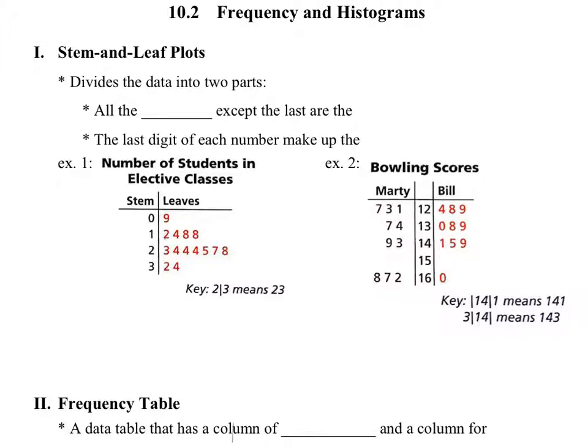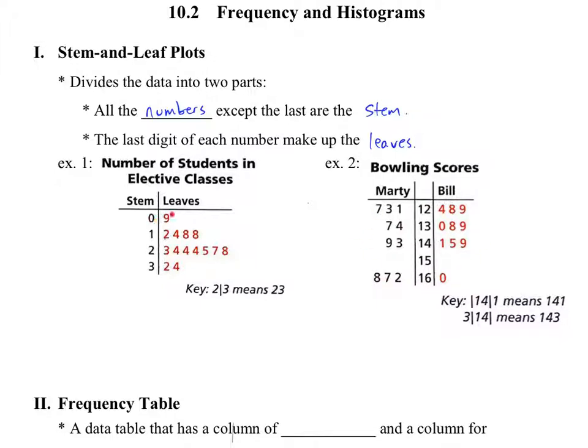So it divides the data into two parts. All the numbers except the last are the stem. And the last digit of each number makes up the leaves. And we have two different types of those. We have the single stem and leaf, like this one over here on the left. Then we have the double stem and leaf, which would be this one over here.